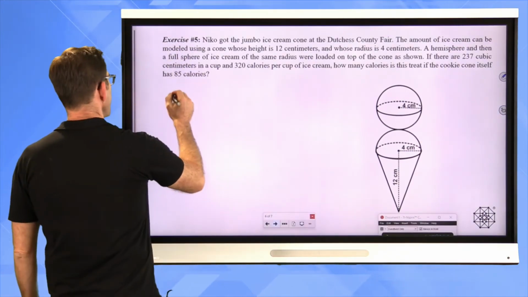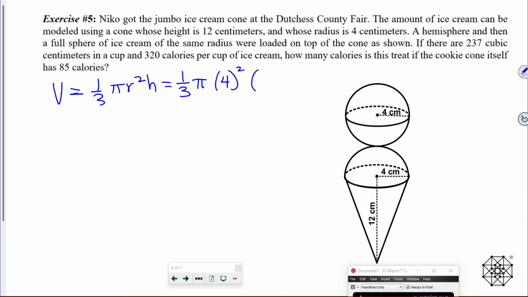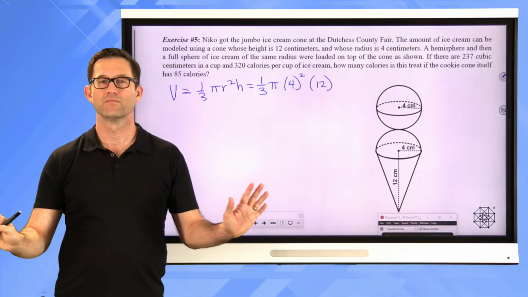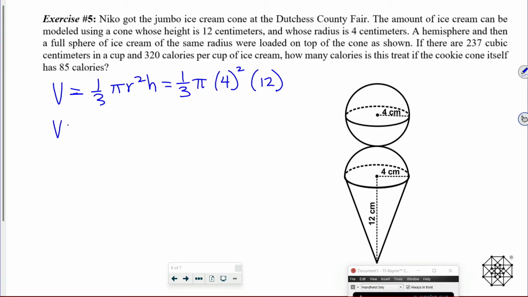So first things first, how about we work through that cone, right? The volume of a cone is 1/3 times pi r squared times h. So for our cone, we're going to have 1/3 times pi times 4 squared times 12. All right, that's going to be the volume of my cone. Awesome, right? Let's deal with the volume of my hemisphere. That's going to be a little bit ugly.